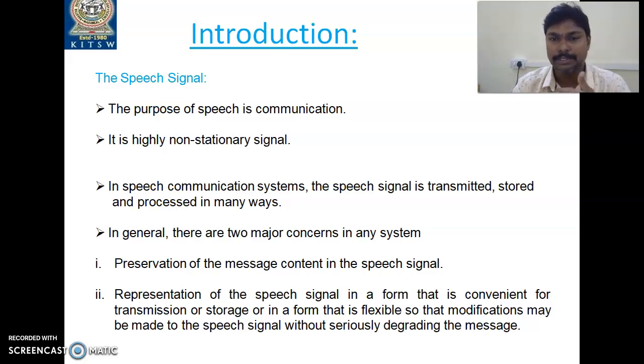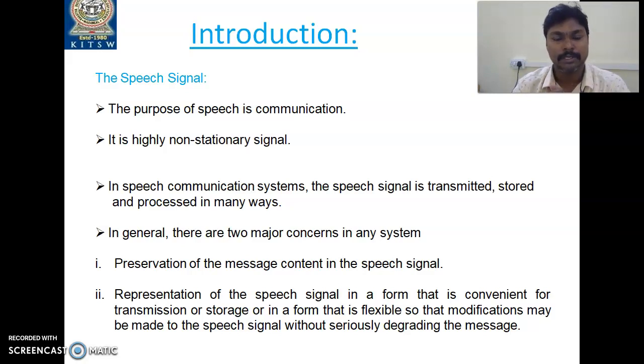So in a speech communication system, the speech signal is transmitted, stored and processed in many ways. The way we already know about digital signal processing, in signal processing also the transmission of the signal is possible and also storing of the signal is possible. Likewise here also, the signal is the speech signal, that is the only difference. The way we are transmitting, storing and processing the content of the message signal, everything is the same. In general we will be seeing two major concerns in any system.